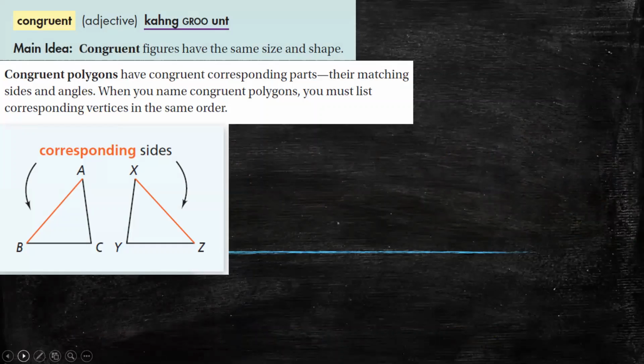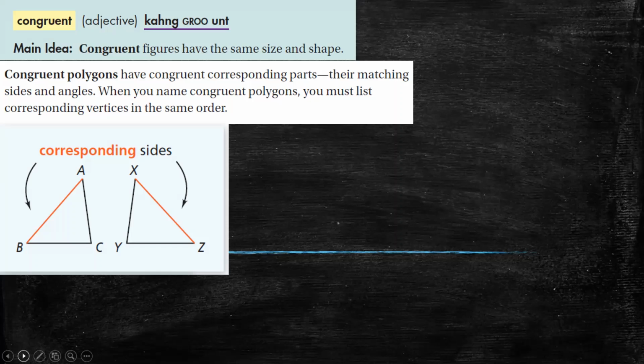Chapter 4 is talking about congruence. Now, what's the meaning of congruence? Is congruence only on triangles, or could it be on a pentagon, hexagon, any polygon? Yes, congruence will happen in any closed shape. Congruent figures have the same size and shape. If I say that these two shapes are congruent, that means they must have the same size and the same shape.